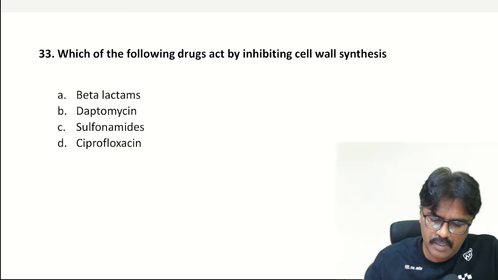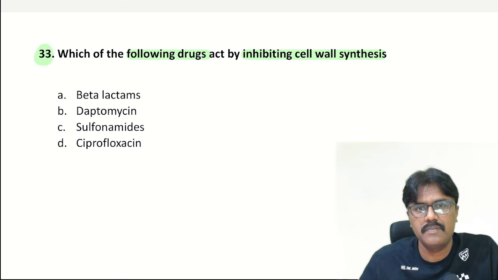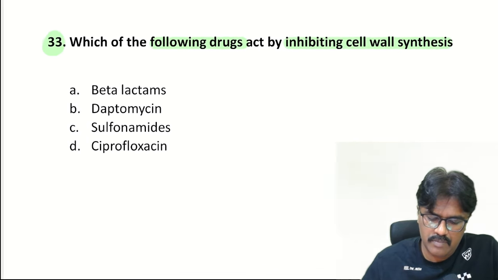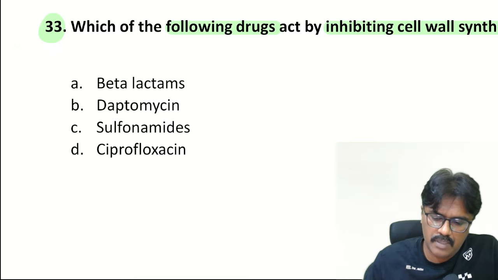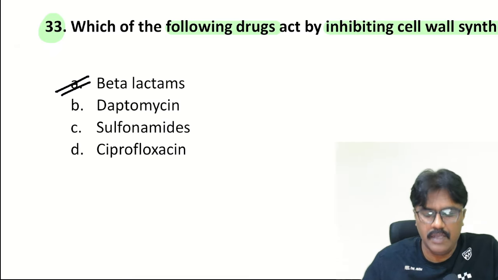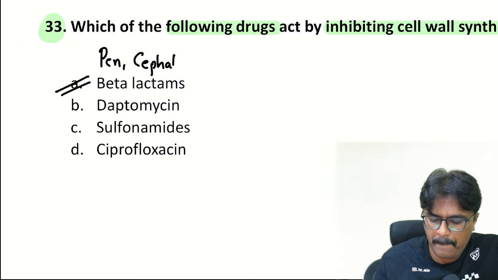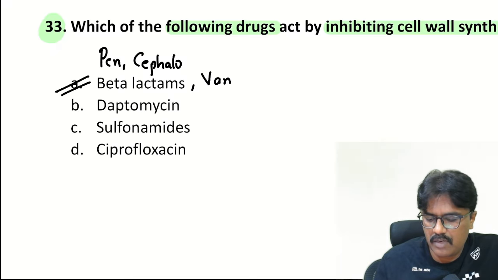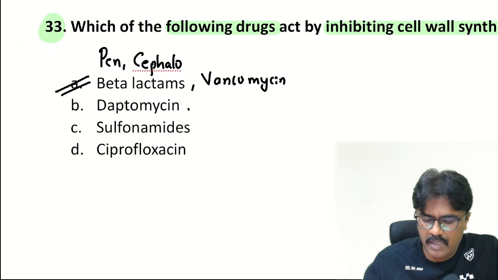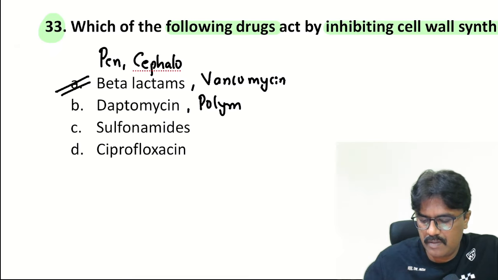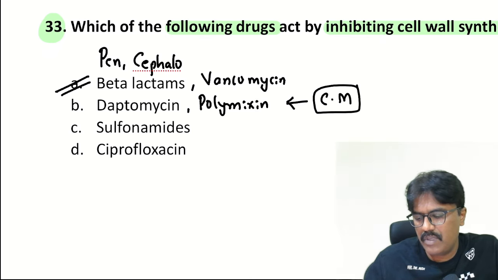Moving on to question number 33. Which of the following drugs acts by inhibiting cell wall synthesis? Remember the names: beta-lactams, daptomycin, sulfonamide, ciprofloxacin. The drug which inhibits cell wall synthesis is beta-lactams. In beta-lactams, remember two drugs, penicillins and cephalosporins mainly. And one more drug which targets cell wall is vancomycin. They inhibit cell wall. Daptomycin and polymyxin, their target is cell membrane. CM means cell membrane.